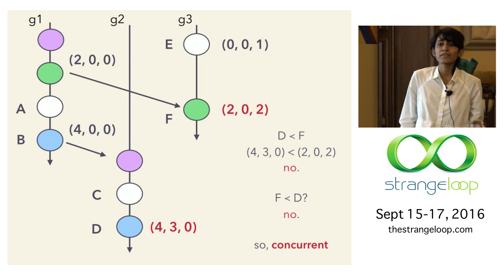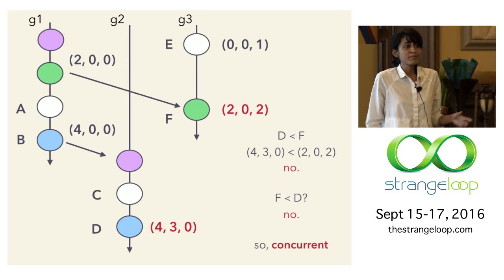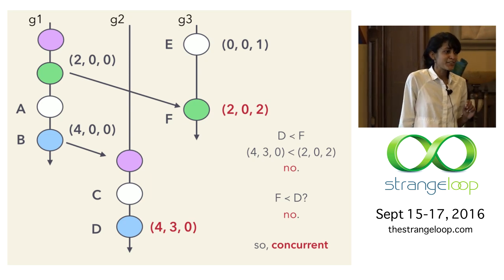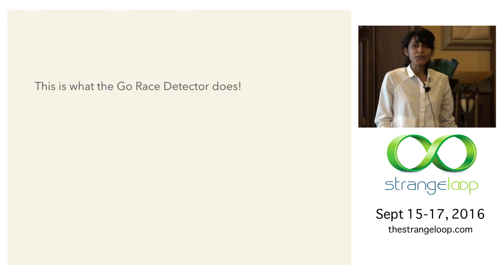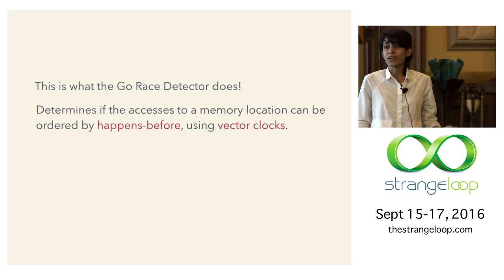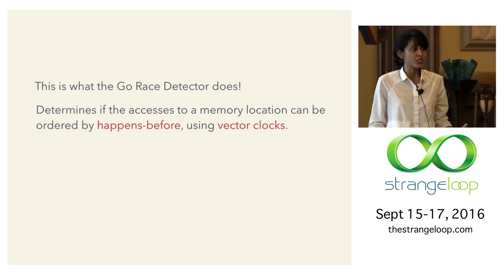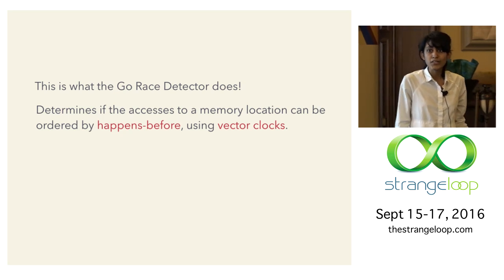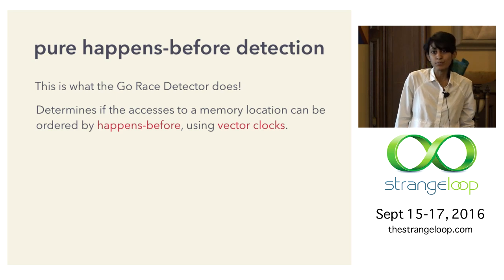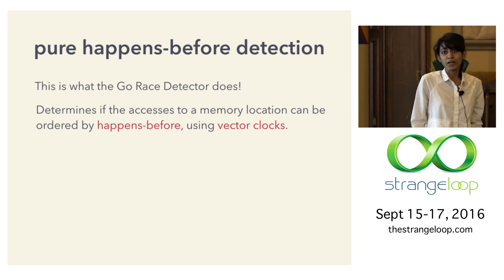So at this point, you're probably thinking, well, cool, Kavya. Now I know all about happens before and vector clocks, but why did we just go back to grad school? And the answer is, because this is what the Go race detector does. It determines if two memory accesses are concurrent by establishing this happens before relationship. And to do that, it uses vector clocks. This method of race detection is called pure happens before detection. There are other types of detection, but this is the one we'll talk about today.